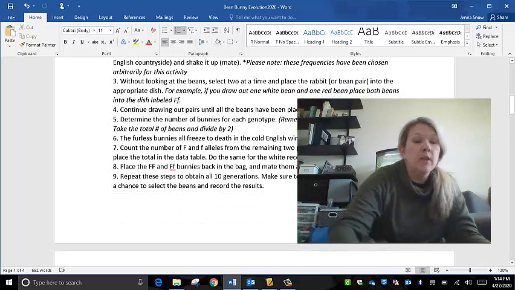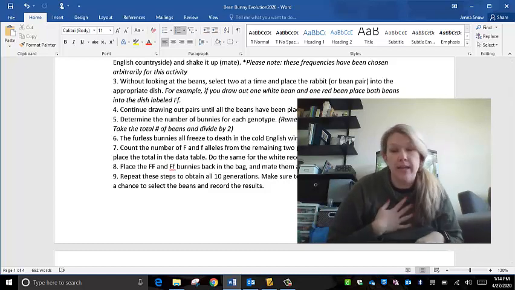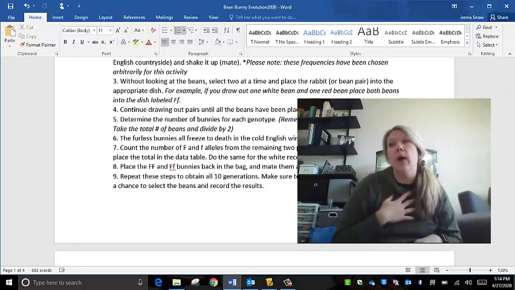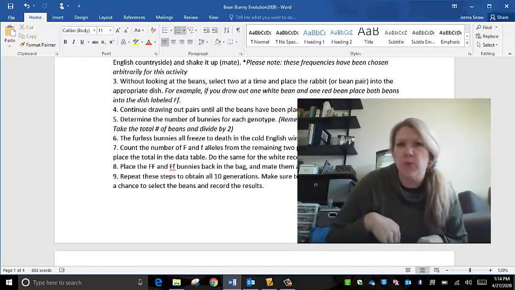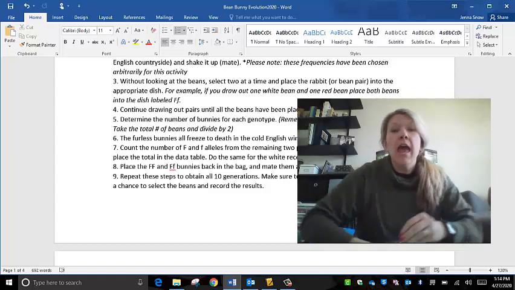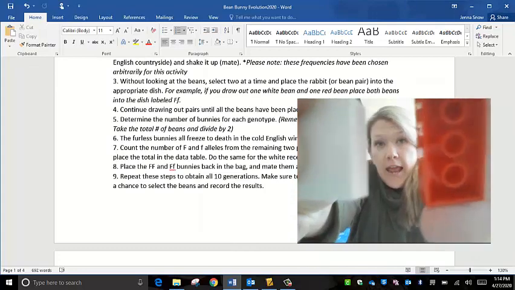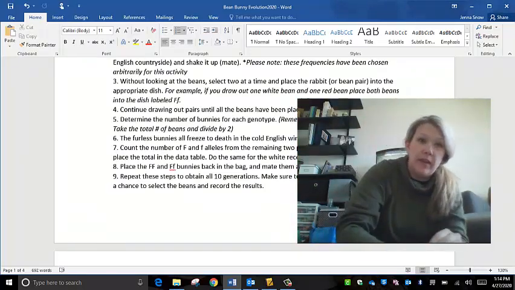So number 3, without looking at the beans, you're going to select 2 at a time, okay? So I'm going to close my eyes because my bag is clear, but if you have a basket or a cup or whatever, just make sure you can't see them when you grab them, okay? So I'm going to reach in here and I'm going to grab 2 Legos, okay? And I grabbed a red one and I grabbed a white one, okay?